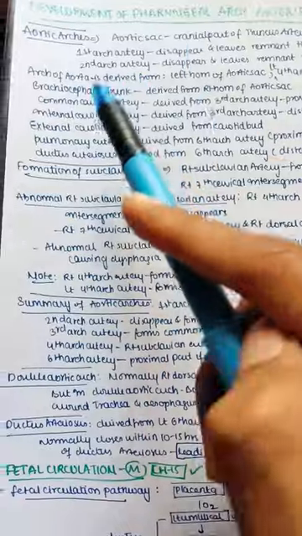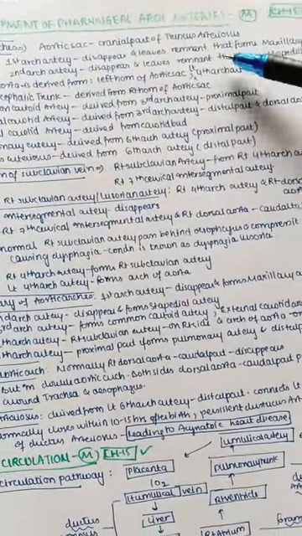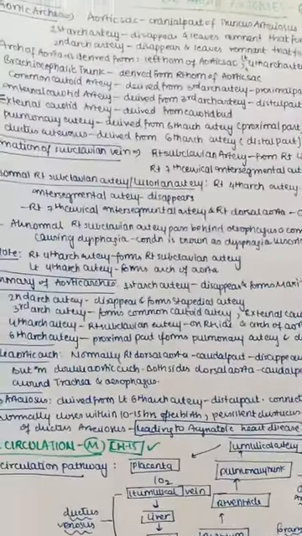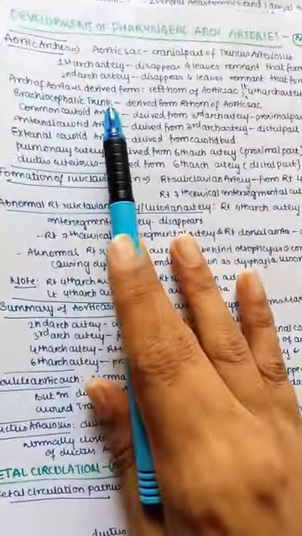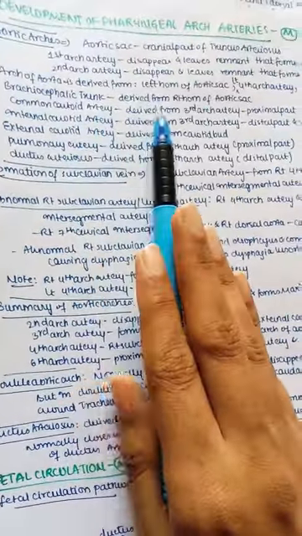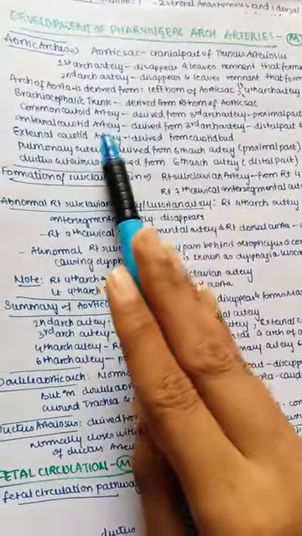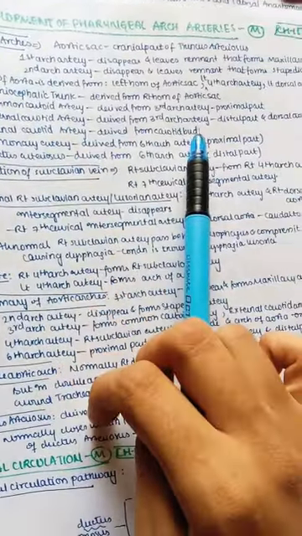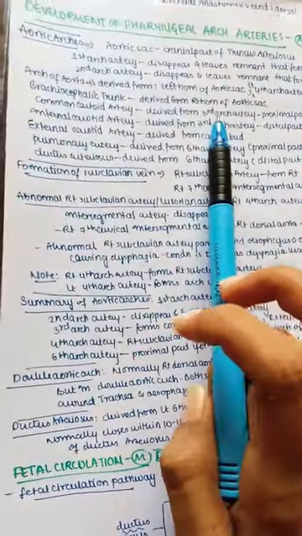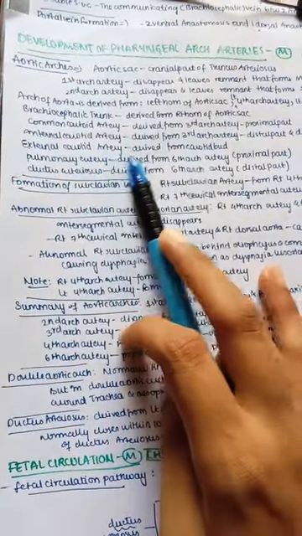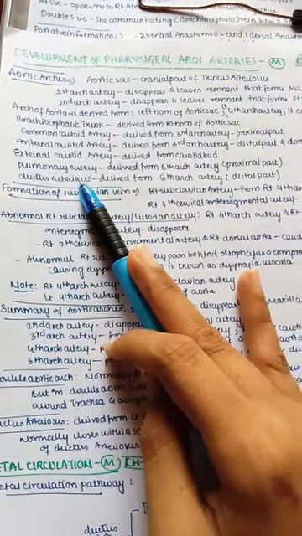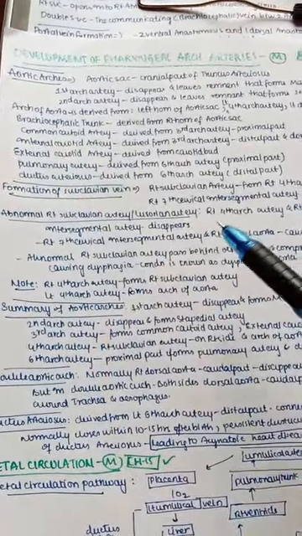The arch of aorta is mainly derived from the left horn of the aortic sac, left fourth arch artery, and left dorsal aorta, caudal part. The brachiocephalic trunk is derived from the right horn of the aortic sac. The common carotid artery is derived from the third arch artery, proximal part. The internal carotid artery is derived from the third arch artery, distal part, and dorsal aorta, cranial part. Our external carotid artery is derived from the carotid bud. The pulmonary artery is derived from the sixth arch artery, proximal part. The ductus arteriosus is derived from the sixth arch artery, distal part.